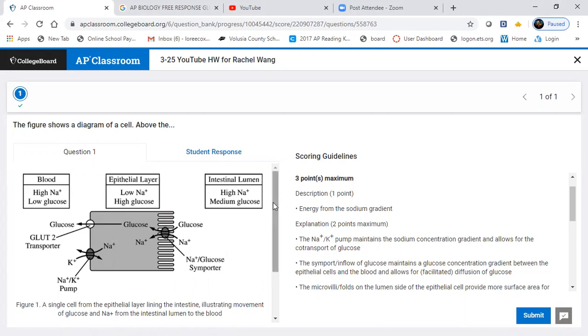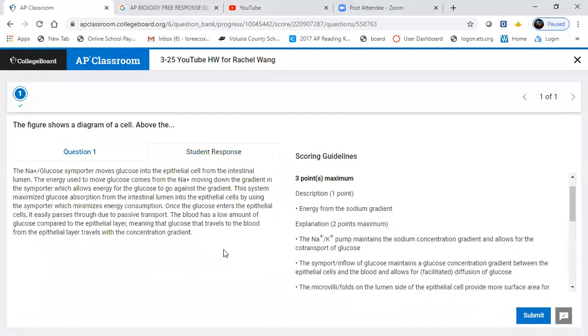Okay. So first, the sodium potassium pump maintains the sodium concentration. It's pumping that sodium out as it's coming in. And then secondly, the symporter. Okay, so that symporter is also allowing glucose to flow through facilitated diffusion, maximizing that glucose flow into the blood. So there were two separate parts here. So let's read the rest of the student's response.